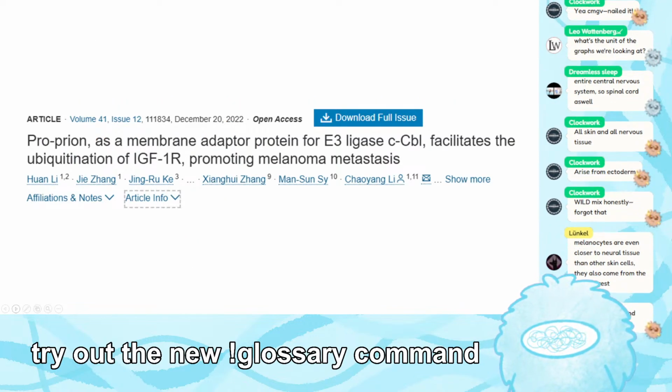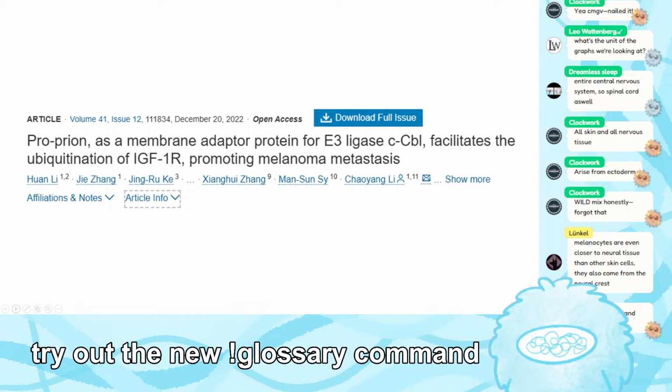Okay, so that brings us closer, or actually right up to the paper that we are talking about today, which is Prion as a membrane adapter protein for E3 ligase CBL, or CCBL1, I actually don't know which one that is, facilitates the ubiquitination of IGF-1R, promoting melanoma metastasis.